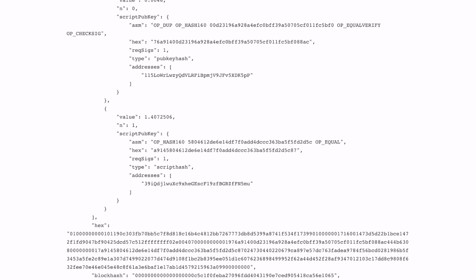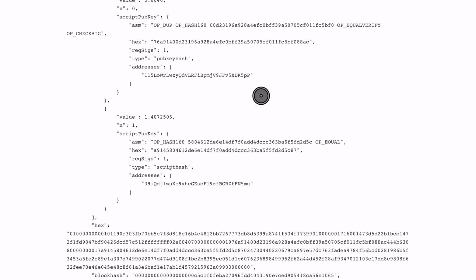P2SH address starting with 3, and the script pub key would be a standard P2SH, and it's the receiver who takes charge of how you are going to redeem this Bitcoin by providing a script, and the script has to exactly match the hash of this. You can see that you do a hash and it has to be equal.